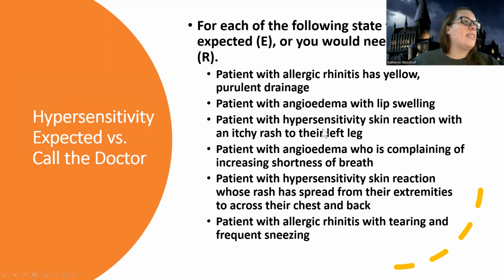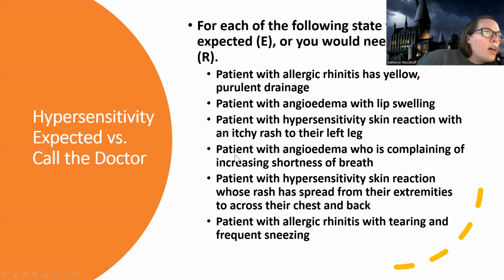Patient with hypersensitivity skin reaction with an itchy rash to their left leg. So first I need to see, okay, this patient has hypersensitivity, so it's that allergic reaction, it's a skin reaction. They have an itchy rash to their left leg. So then I have to think about, okay, well, what is a person like this supposed to have? Well, I think that they're having a skin reaction and they're having an itchy rash. So this seems to make sense. And again, they're not getting worse. There's nothing that's changing or different. It's just that they have that itchy rash to their left leg.